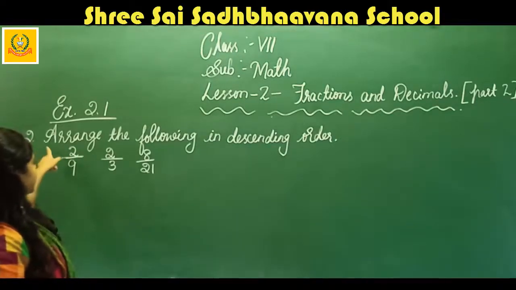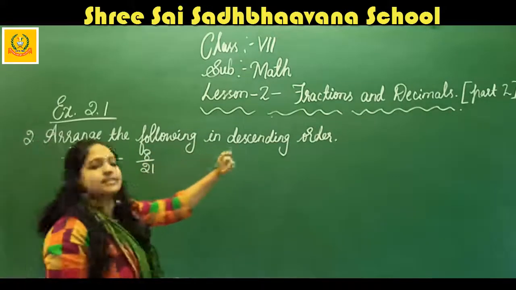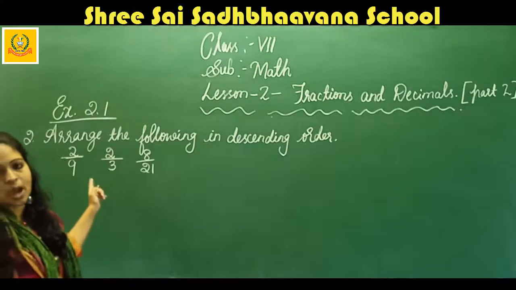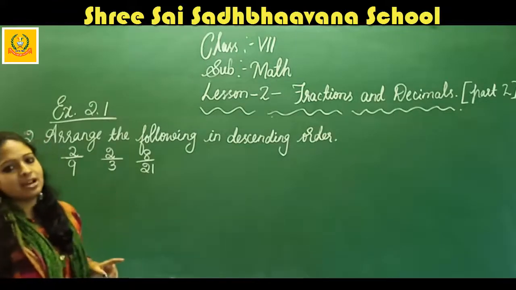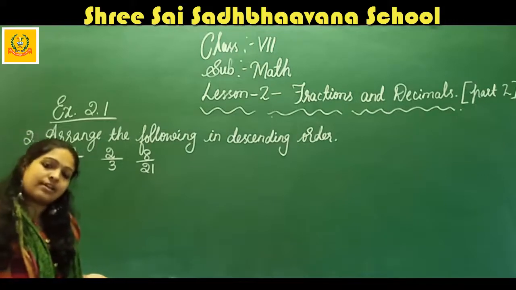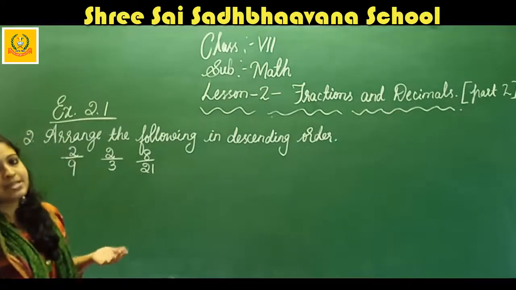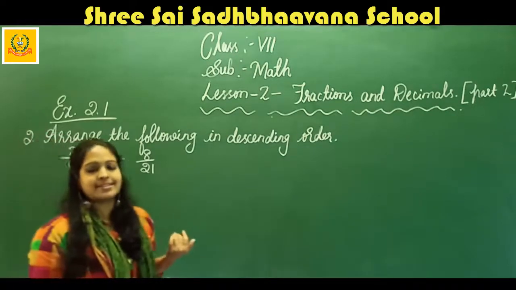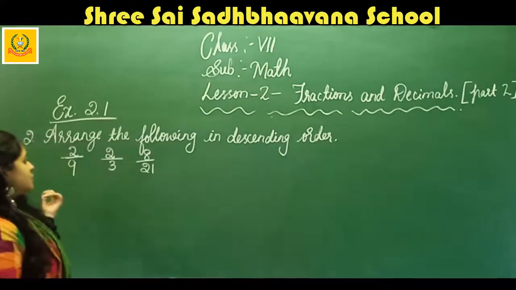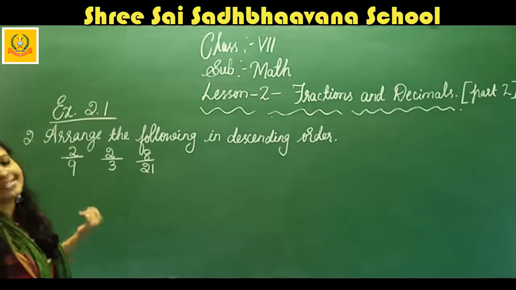See children, here second question, arrange the following in descending order. So here fractions are given. These fractions you have to arrange in descending order. So what do you mean by the descending order, children? Descending order is nothing but arranging the numbers big to small. Arranging the numbers big to small is known as descending order.